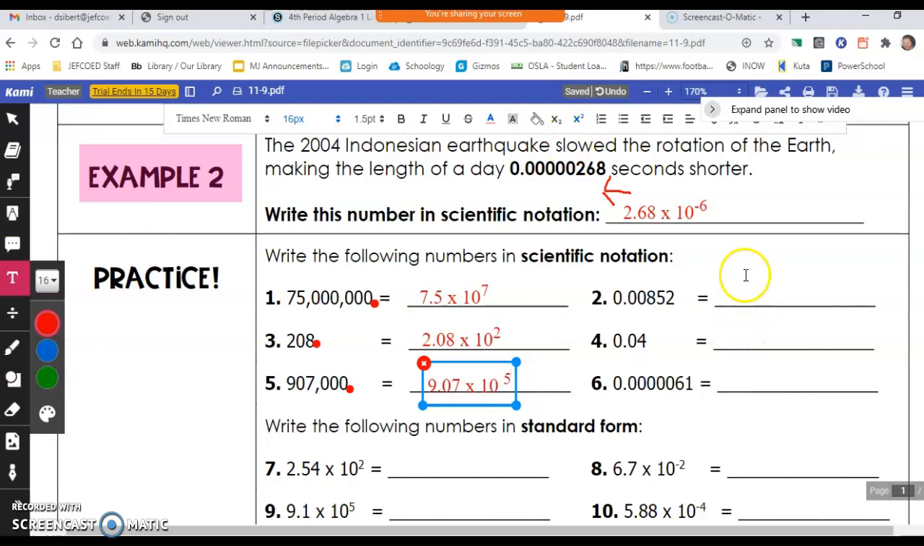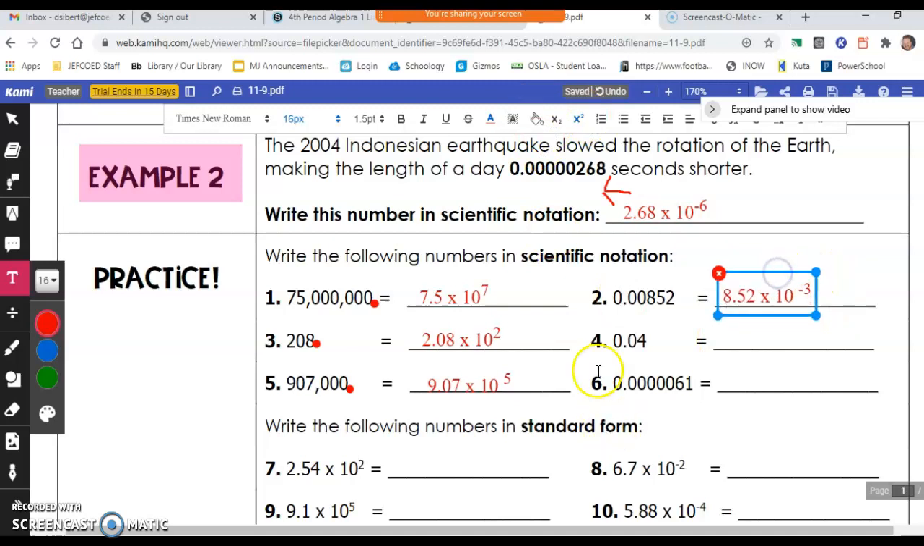So we take the same approach here, guys. My base number for number 2 is going to be 8.52, okay? 8.52. And that's going to be times 10. Okay, but now, how many place values has my decimal been moved? 1, 2, and 3. Keep in mind that it's got to be a negative 3 because this value is less than 1. Okay?